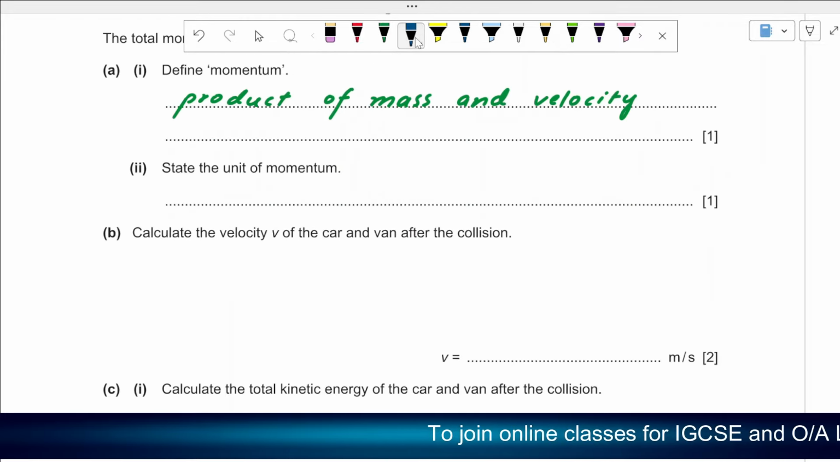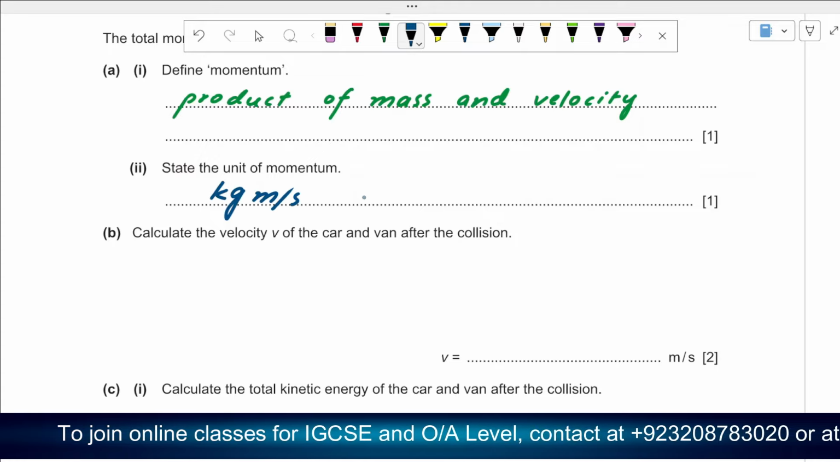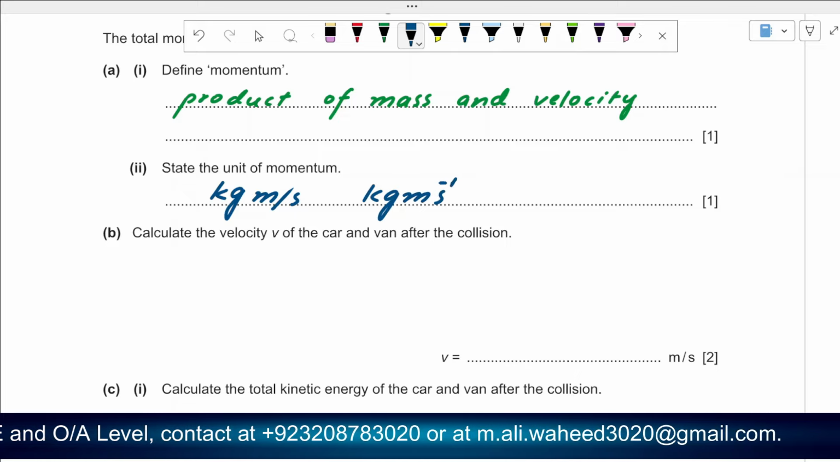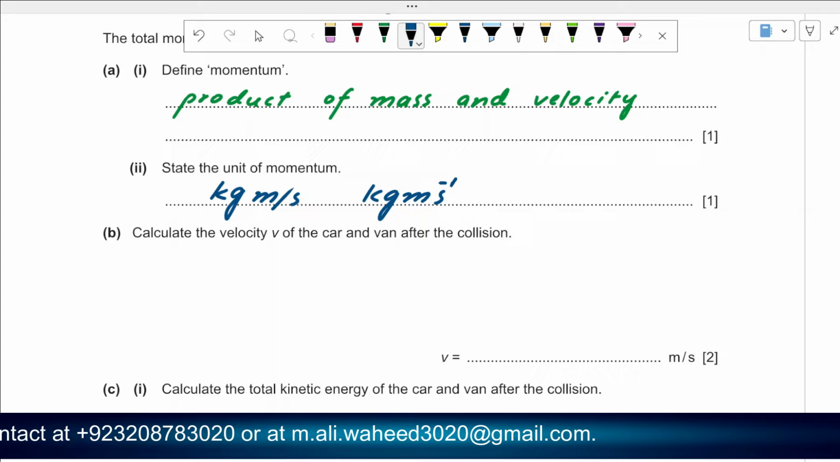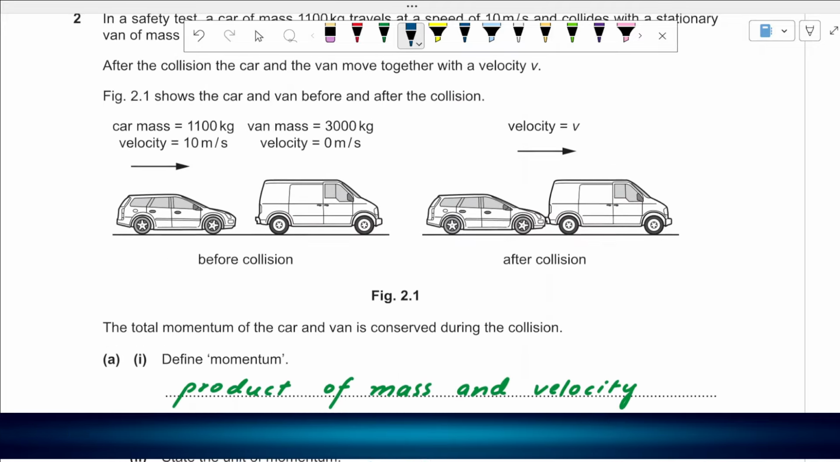State the unit of momentum. The unit of momentum is kilogram meter per second, or you can write it this way, kg m s minus 1. We can also write Newton second, but this one is also fine. Now the next one is calculate the velocity v of the car and the van after the collision. So before the collision, they were moving with different velocities. After the collision, they join together, and we need to find the collective velocity after the collision.